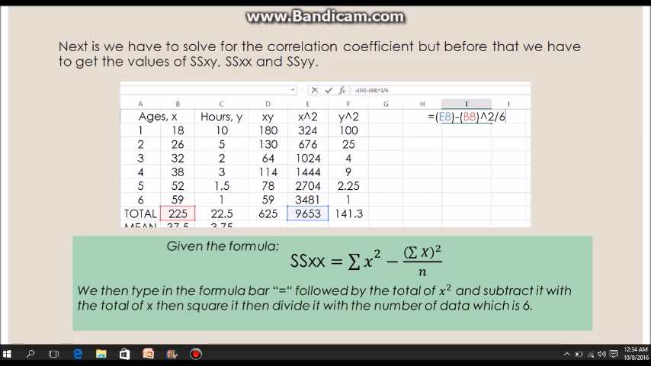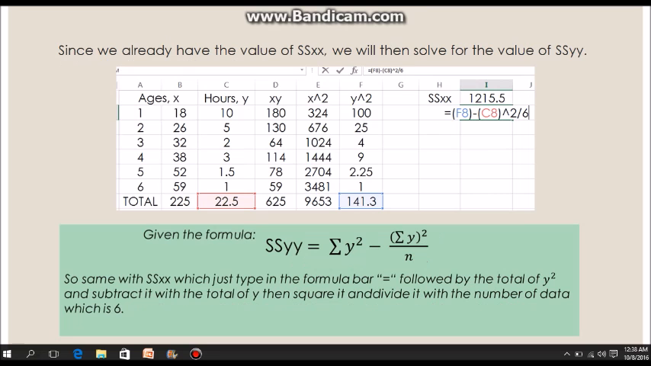To continue our discussion, we have Kathleen Atienza. Hi, I'm Kathleen and we will continue the discussion with SSYY. Since we already have the value of SSXX, we will then solve for the value of SSYY. Given the formula, SSYY equals the summation of y squared minus the summation of y, squared, over n.